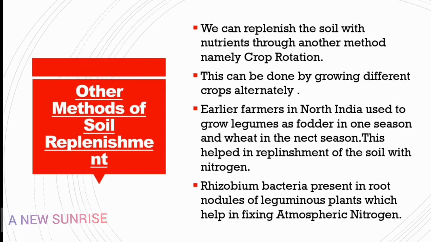Next comes other methods of soil replenishment. We can replenish the soil with nutrients through another method, namely crop rotation. This can be done by growing different crops alternately. Earlier, farmers in North India used to grow legumes as fodder in one season and wheat in the next season. This helped in replenishment of the soil with nitrogen. Rhizobium bacteria present in the root nodules of leguminous plants help in fixing atmospheric nitrogen.